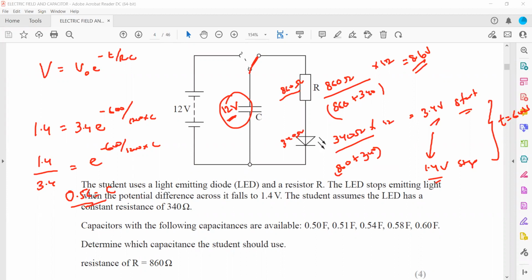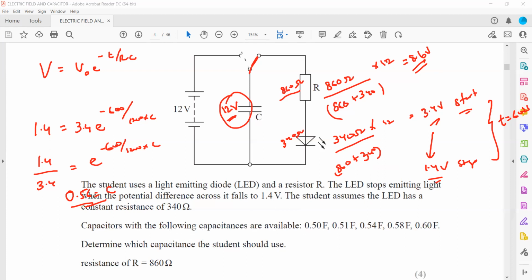So which capacitor should we select? Now, this is approximately 0.56. So this is the value of the capacitance which we should select. So we have the capacitance ranges. Determine which capacitance the student must use. These are the available capacitors.